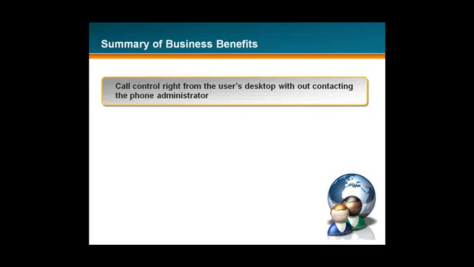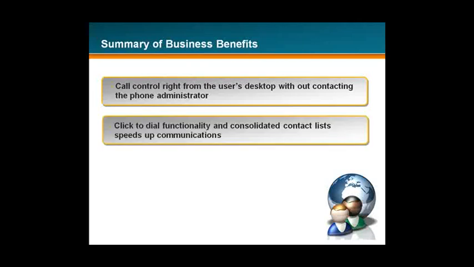Let's summarize by looking at the key business benefits of the toolbar and related services. Users no longer need to contact the phone administrator to change commonly used features. Feature changes and call control can be done right from the desktop, regardless of where the worker is located. The click-to-dial function removes dialing errors, and users no longer have to scramble for a pen to write down phone numbers left on voicemail. There are many ways for a user to call right back from the desktop, using the Call History tab, speed dials, the corporate directory, or even their Outlook contacts.